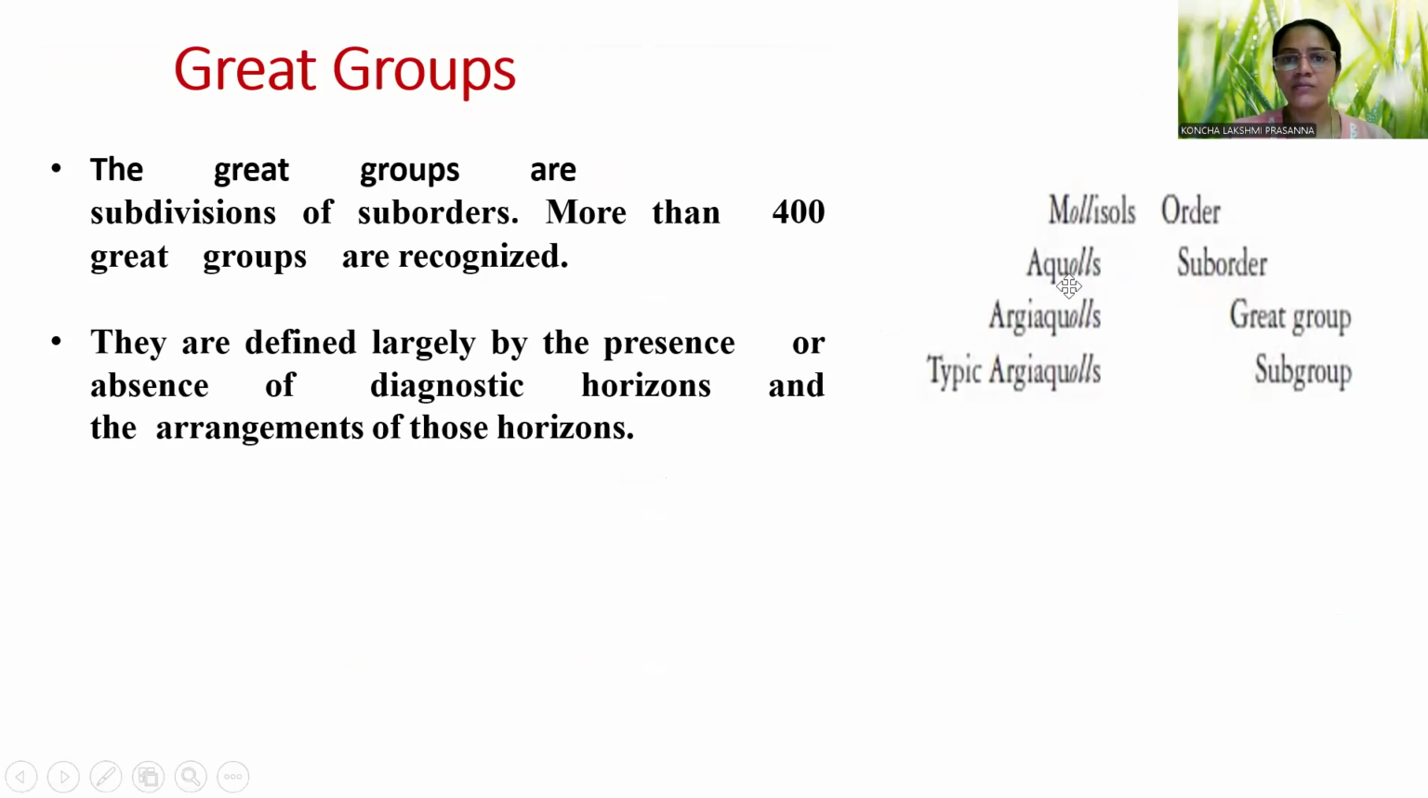Great groups. The great groups are the subdivisions of the suborders. More than 400 great groups are categorized or recognized. They are defined largely by the presence or absence of diagnostic horizons and by the arrangement of these horizons.